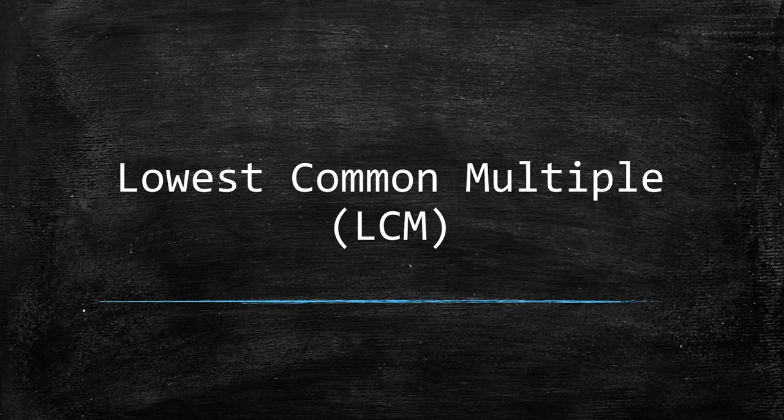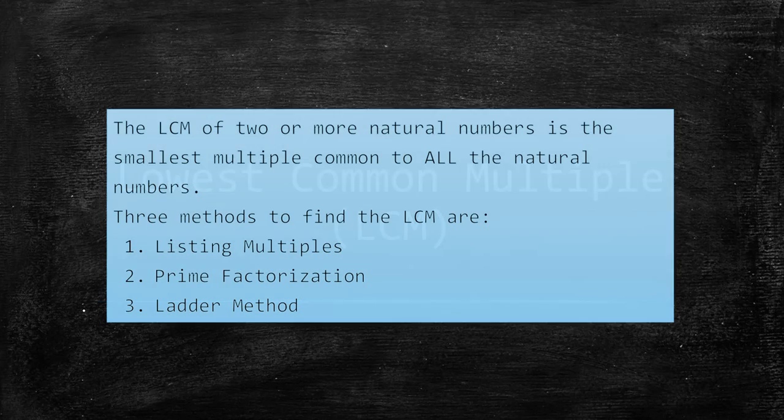Alright, now we're going to use the last number feature that we learned about, which was multiples, to find the lowest common multiple, which is something that you would use in fractions very often. So there are three methods that I'm going to show you to solve the problem of finding the lowest common multiple, and that is listing the multiples, prime factorization, and a ladder method. Now, the listing multiples method is the longest and the ladder method is the shortest.